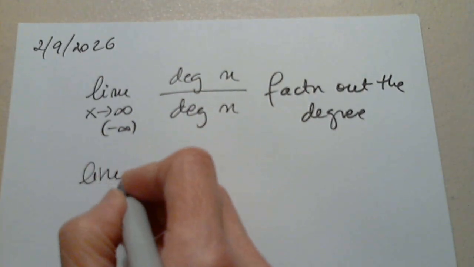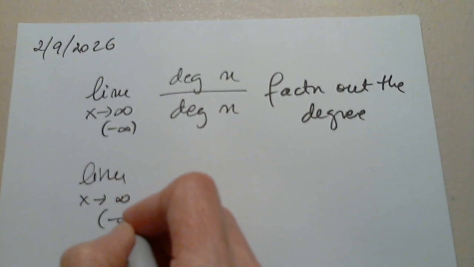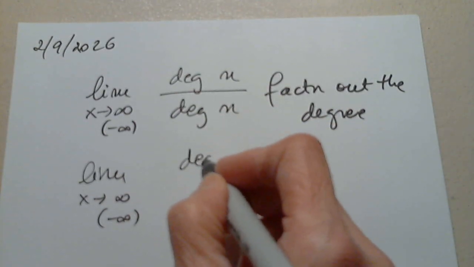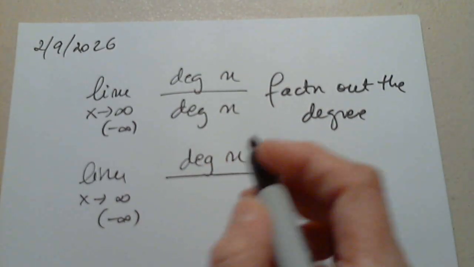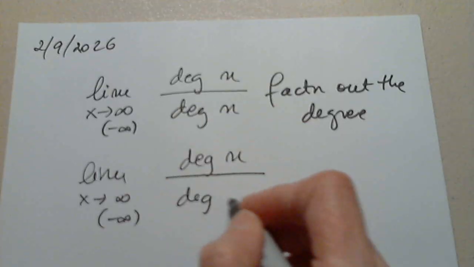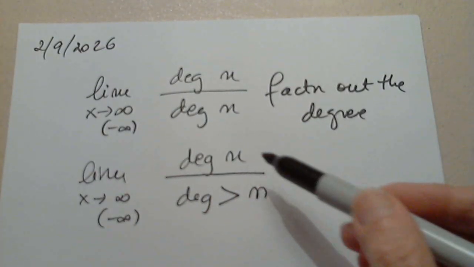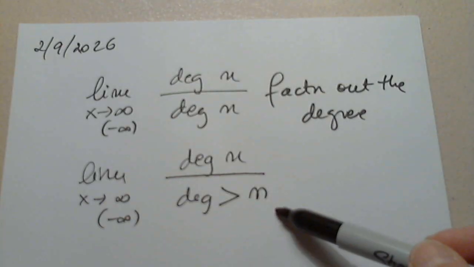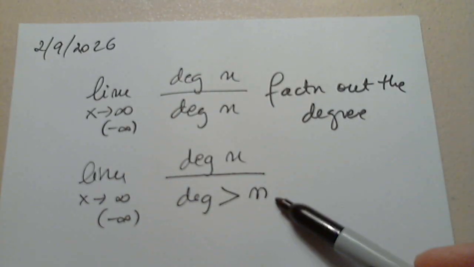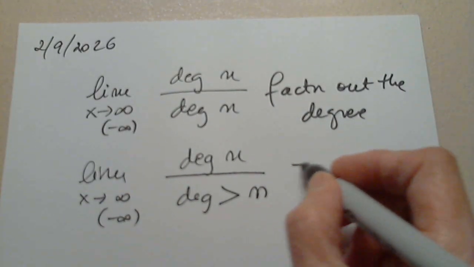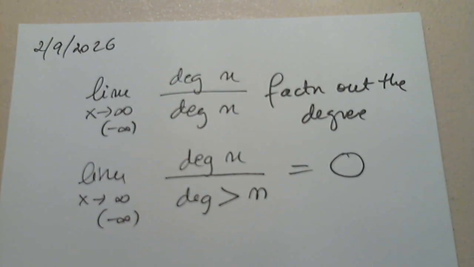If I have the limit as x approaches infinity or negative infinity, and this is degree n, and this is a degree greater than n, like degree 1, degree 2, degree 5, degree 11 over degree 2, degree 6, the answer is always 0, because the denominator is more powerful than the numerator and eventually will take over.